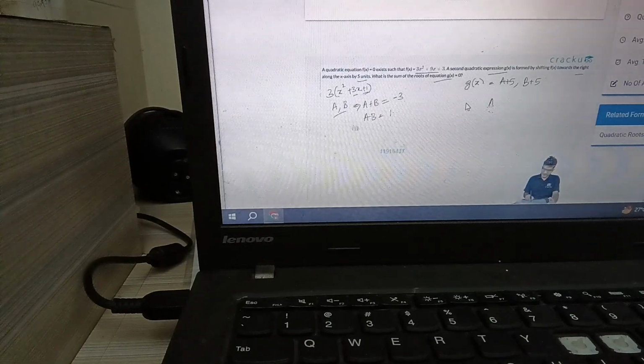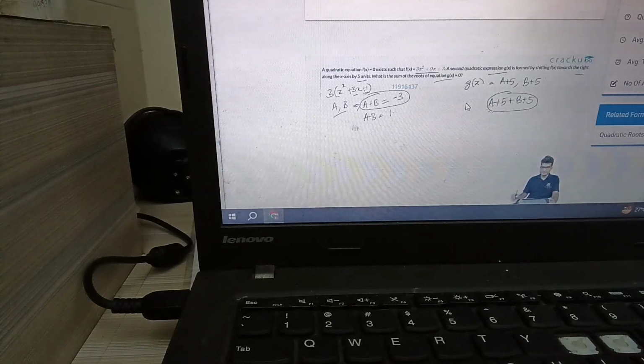The sum of the roots will be equal to a plus 5 plus b plus 5. We know that a plus b is equal to minus 3. So the sum of the roots will be a plus b, which is minus 3 plus 10, which is equal to 7. So the sum of the roots is 7.